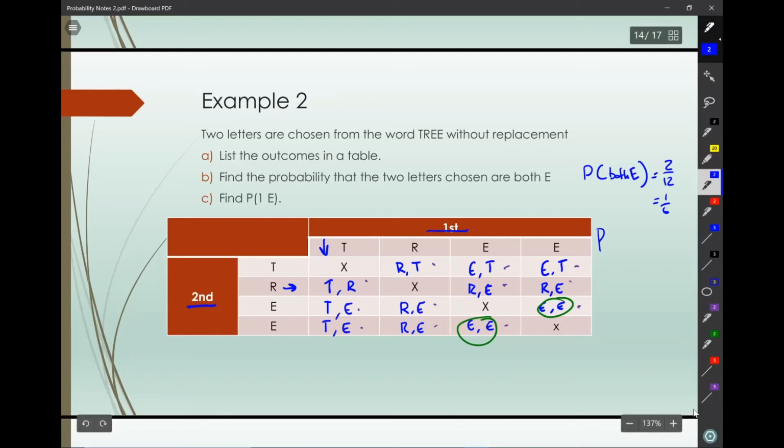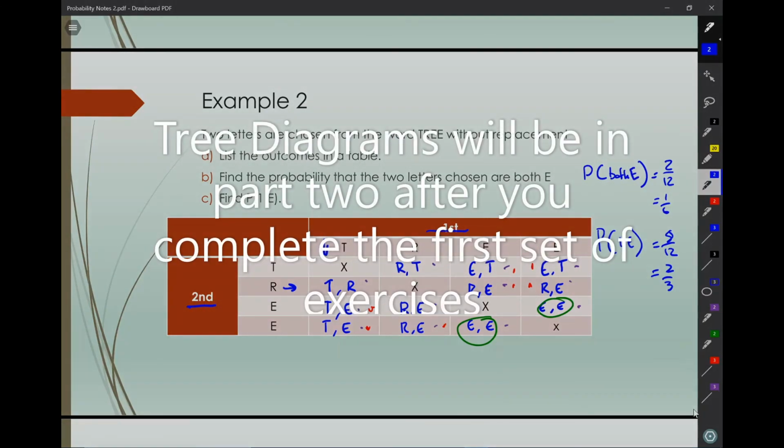Now the probability that there is one E somewhere in the result: now we have to count up all the instances of there being a single E. 1, 2, 3, 4, 5, 6, 7, 8. So that probability is 8 over 12 or 2 over 3. And that's how we use an array table to calculate a two-step probability.